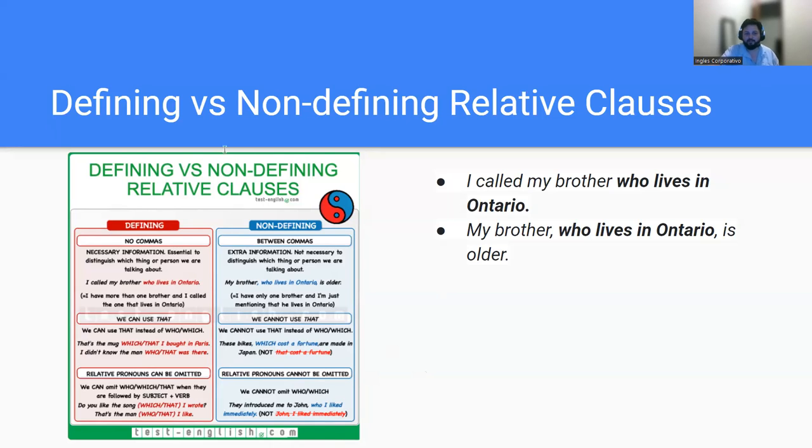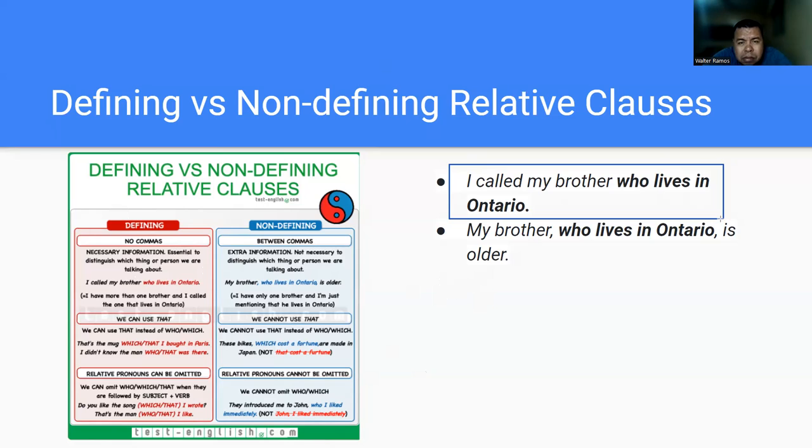So take a look at this, right? We have a defining one. Usually, guys, you can identify that by not having commas. It is necessary information. For example, take a look at this: I called my brother who lives in Ontario.